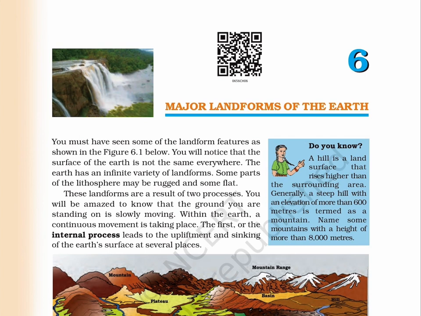Major landforms of the Earth. You must have seen some of the landform features as shown in Figure 6.1 below. You will notice that the surface of the Earth is not the same everywhere. The Earth has an infinite variety of landforms. Some parts of the lithosphere may be rugged and some flat. These landforms are a result of two processes.